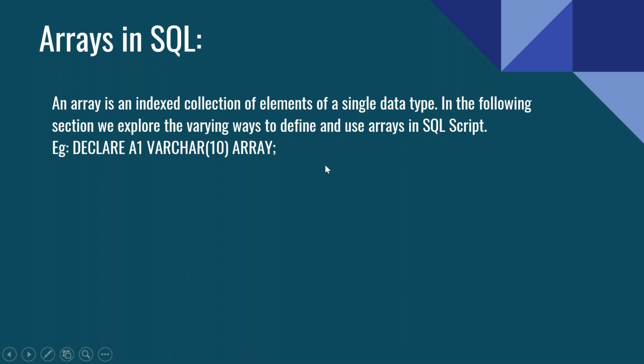In the following session, we'll explore various ways to define and use arrays in a SQL script. For example, if you want to create an array, simply say declare a1, this is the array name. What is the data type of this array? What kind of collection do you want? If you declare it as varchar, every value that you insert into this array should be varchar 10. In order to make this an array, you have to keep this keyword called array.